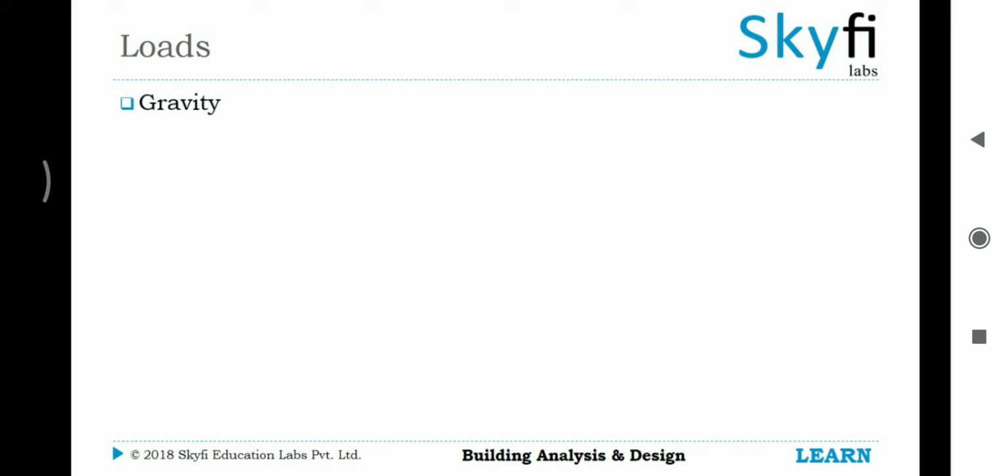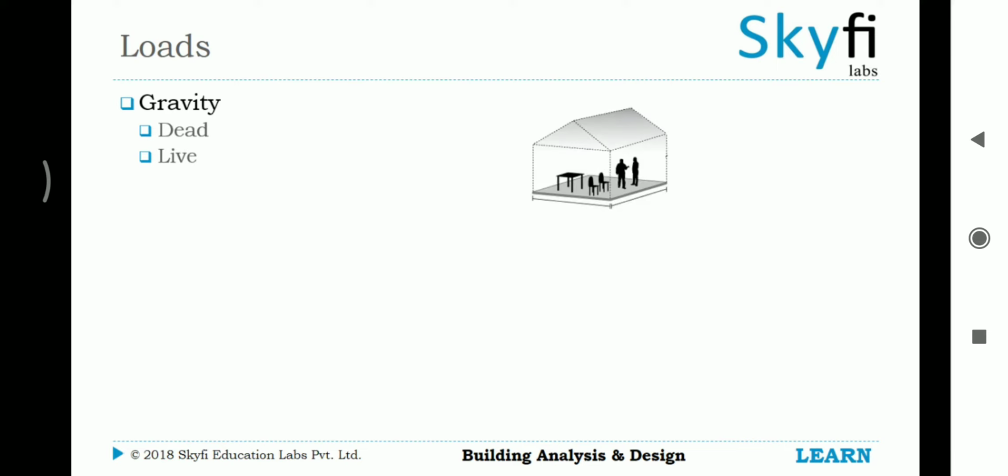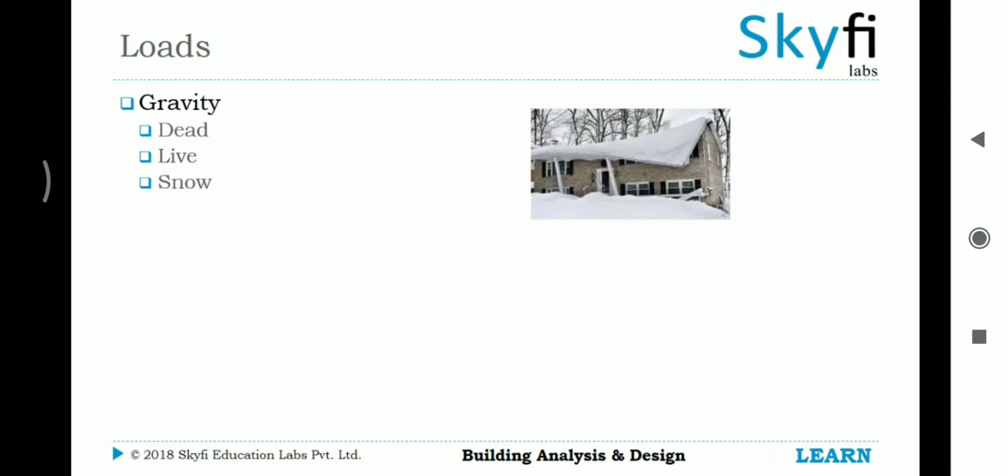The gravity loads are dead load, which is the load due to the self-weight of the structural members and their materials; live or imposed load, which is the movable load due to the people occupying a building or its furniture; and the snow load, which is the downward force on a building's roof by the weight of accumulated snow and ice.